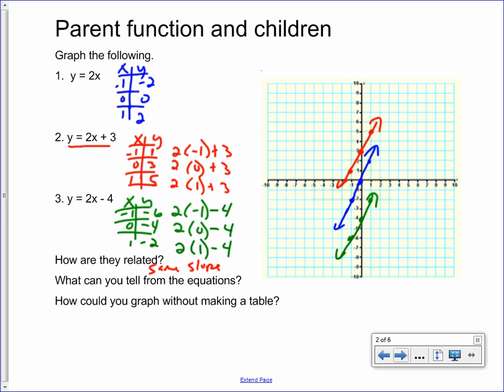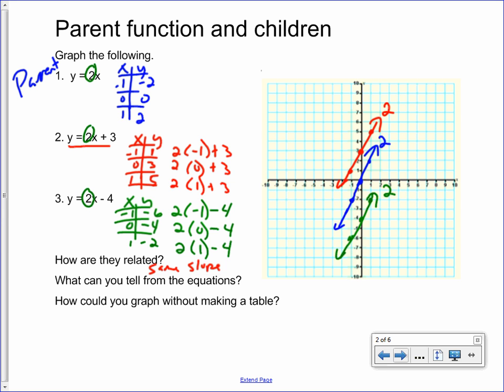Okay. And what can you tell from the equations? Well, this first one we would say is our parent. All the others are the children. So what can we tell from the equations? Well, if we look closely at the slope, we could see the slope of the first one is 2. The slope of the red one is 2. The slope of the green one is 2. So where's that 2 showing up? It's showing up in our equations here, here, and here.